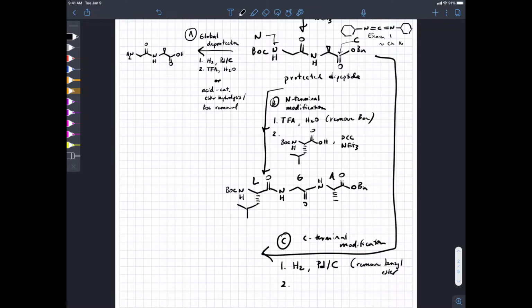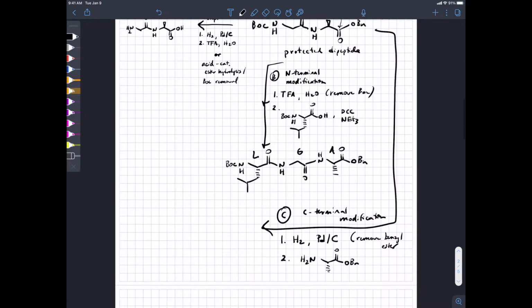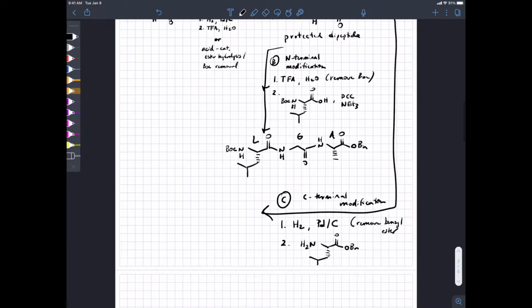And then in a second step, we would bring in, this time, not a Boc-protected amino acid, but a benzyl-protected amino acid where the amino group is not protected. And that's going to give us, after the reaction with DCC and triethylamine, that amide bond forming reaction, this different tripeptide where the N-terminal amino acid is glycine, followed by alanine, followed by leucine.